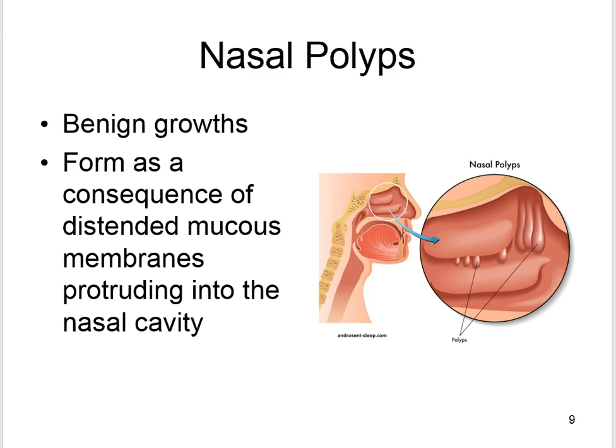Nasal polyps are benign growths. They form as a consequence of distended mucous membranes protruding into the nasal cavity, and usually form around the area where the sinuses open into the nasal cavity. Large nasal polyps can block normal drainage from the sinuses and can lead to sinus infections.